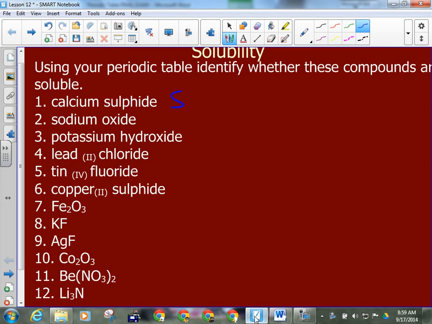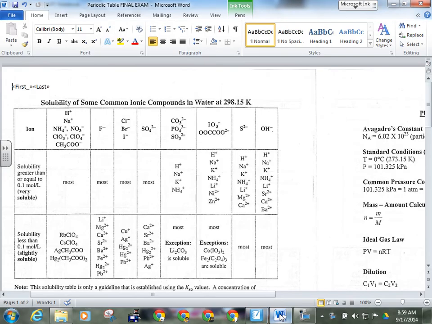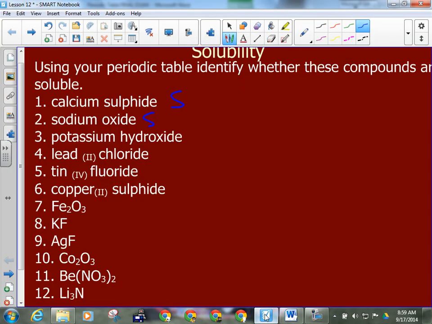Okay, sodium oxide. Oh yeah, right. I forgot I changed the solubility chart, and now that's not on there. Actually, no, we can still figure it out because we do have this column here that has sodium in it. It says it's soluble with most things, but not with these weird things down here. So we can assume that that is also soluble. So that one will be soluble.